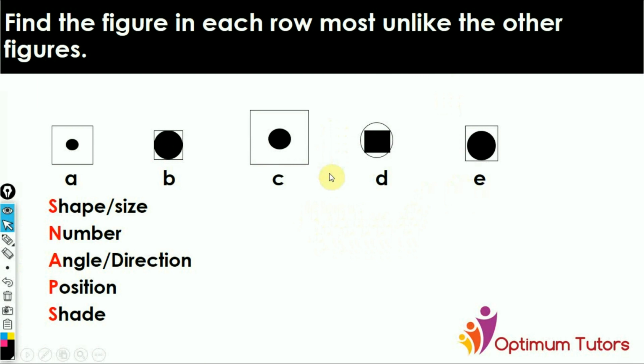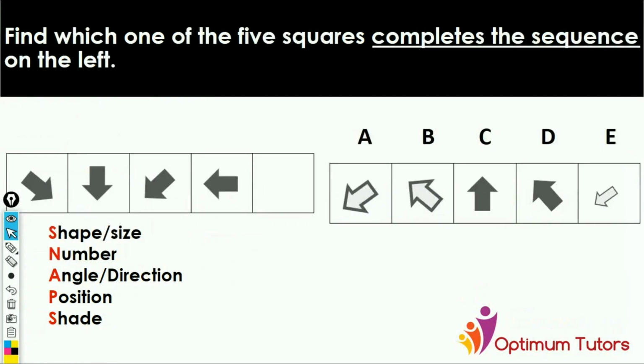On balance, I can see that figure D shows the most differences out of the others. Okay, it's the most unlike figure compared to the others. Okay, let's look at the next question.